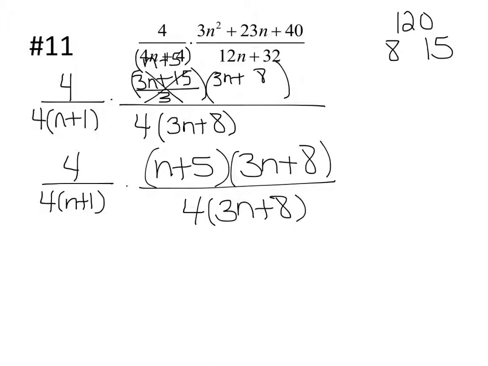There we go. So now let's see what cancels. My 3n plus 8 cancel. This 4 cancels either this 4 or this 4, but not both. So I'm going to cancel it here, and that's going to leave me n plus 5 over 4 times n plus 1.